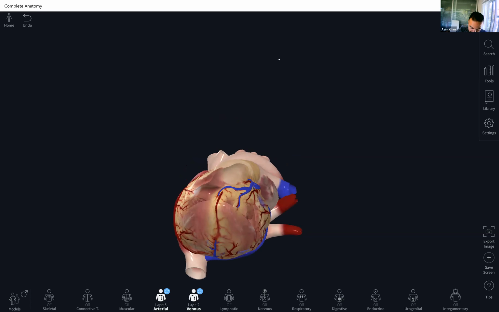You can see that here's that posterior interventricular branch. The anterior branch is going to come right here, and there's that connection. Here's the anastomosis connecting to the anterior interventricular branch. Let's come back on the anterior side.